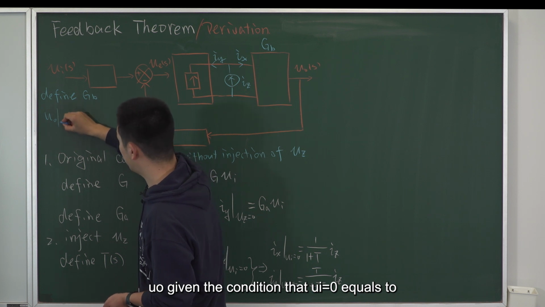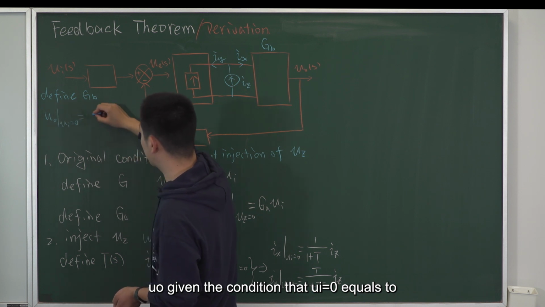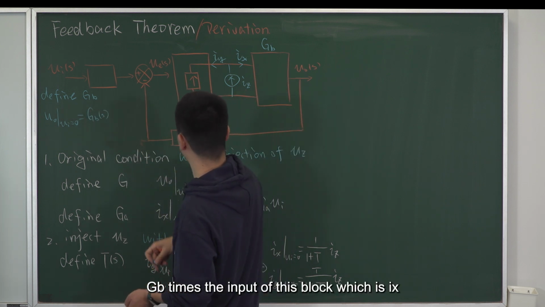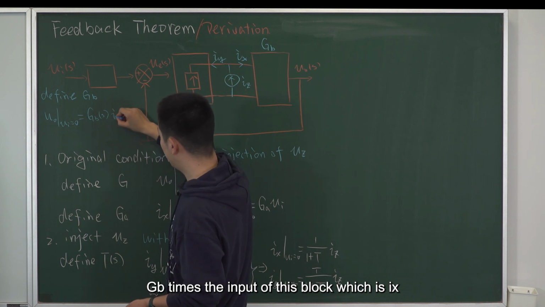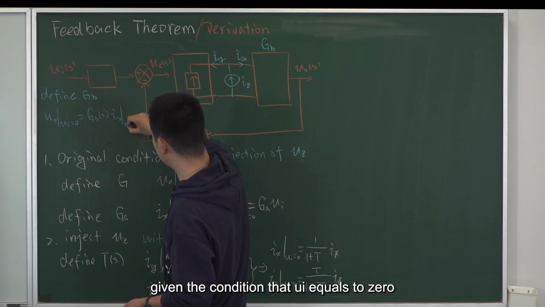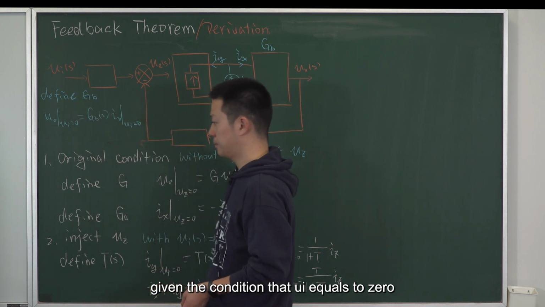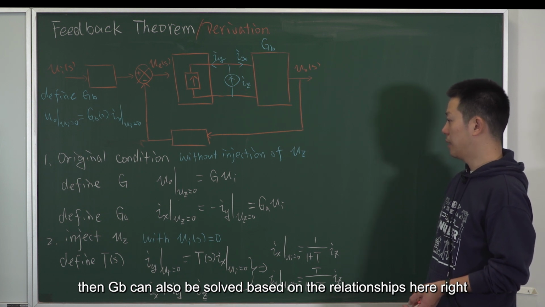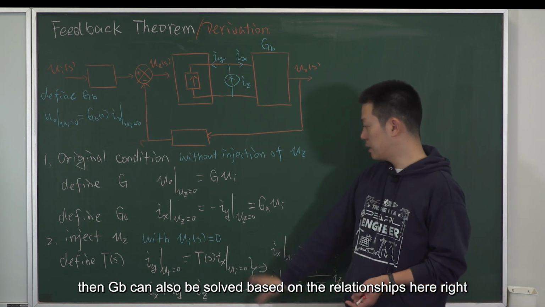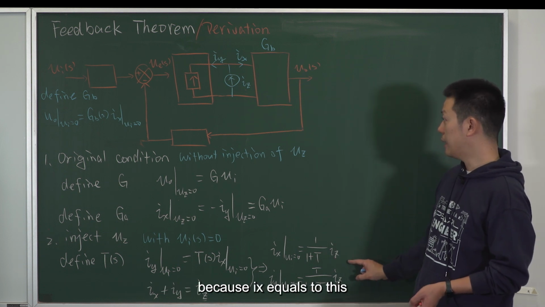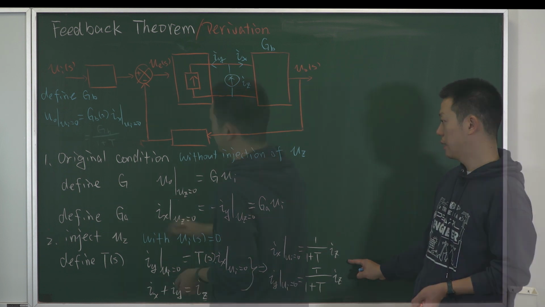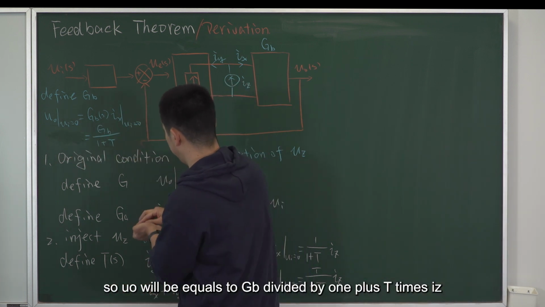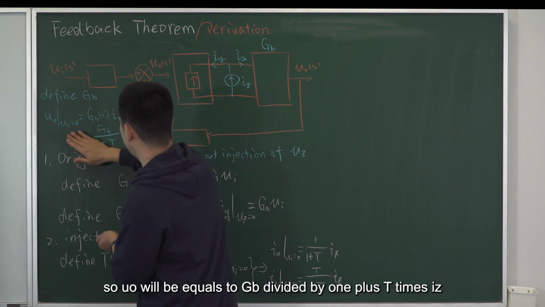So here is GB. We can write the formula: UO, given the condition that UI equals 0, equals GB times the input of this block, which is IX, given the condition that UI equals 0. Then GB can also be solved based on the relationships here, because IX equals this. So UO will be equal to GB divided by 1 plus T times IZ.